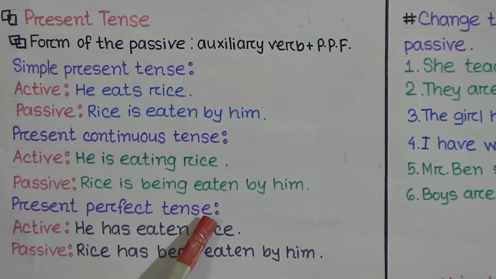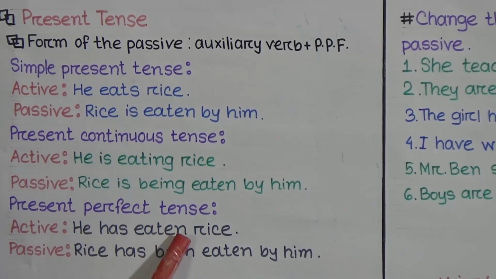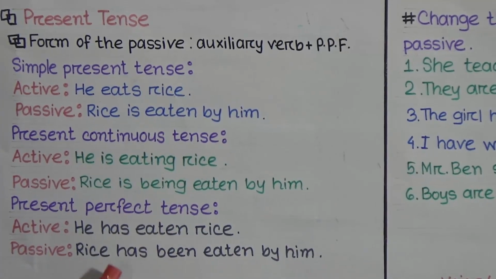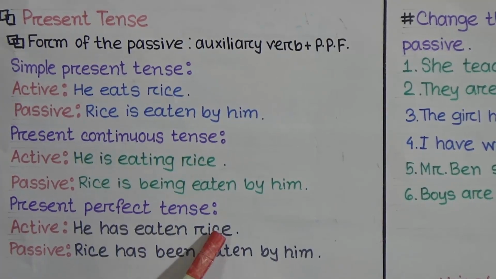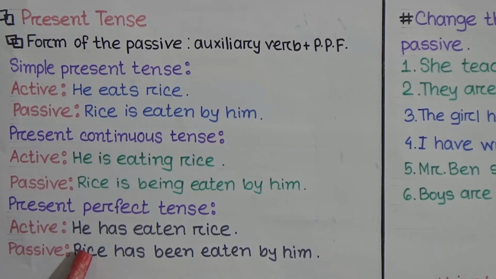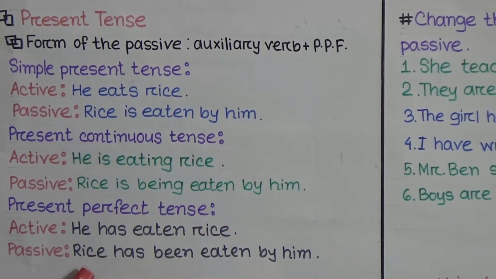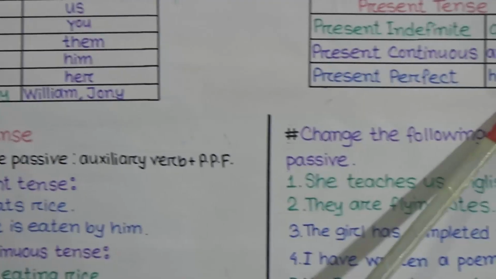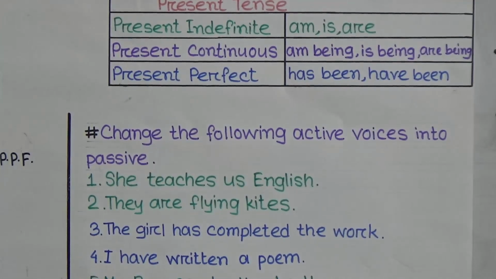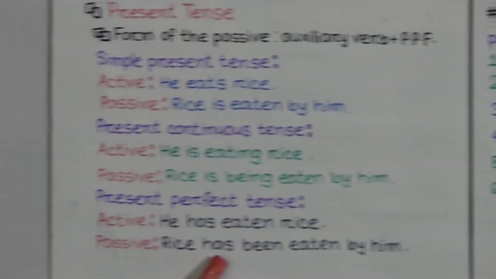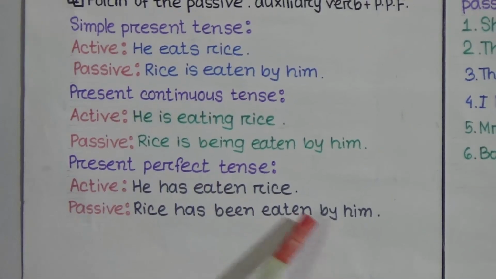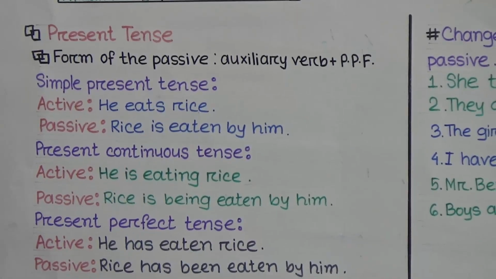Next, present perfect tense. The sentence is he has eaten rice. So to change it into passive, we have to write the subject first. Rice here. Rice is the object in active voice and it will be the subject of passive voice. Then we have to use has been or have been. As rice is singular, we have to use has been, then the past participle form of the verb, then by plus object.